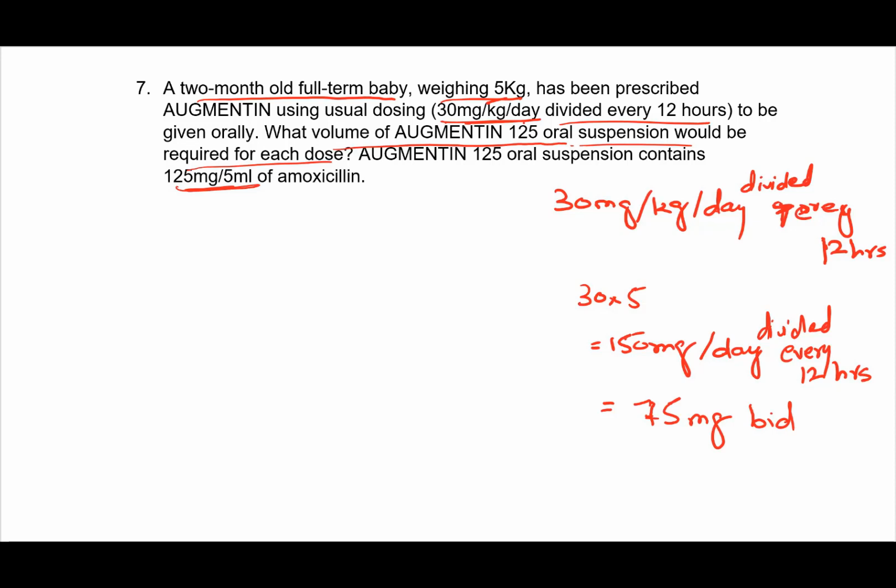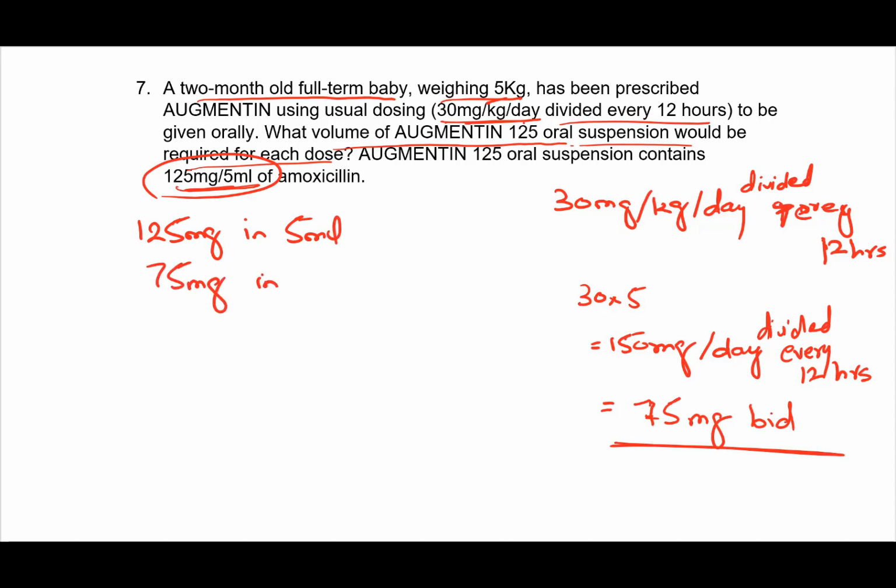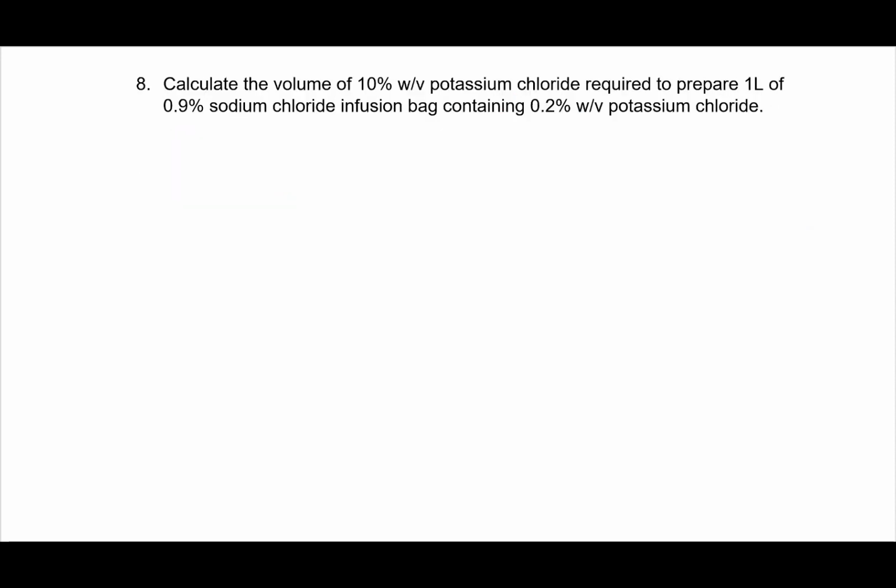So now I have worked out how many milligrams I have to give for each single dose, and I can convert that into milliliters from the strength of the suspension. I know from the strength of the suspension that 125 milligrams is present in 5 mils. So 75 milligrams will be present in 3 mils, and that's the volume of the Augmentin suspension I need for each single dose. So that's the answer, 3 mils. Moving on to question number 8.